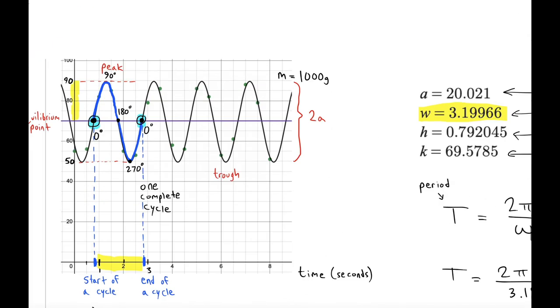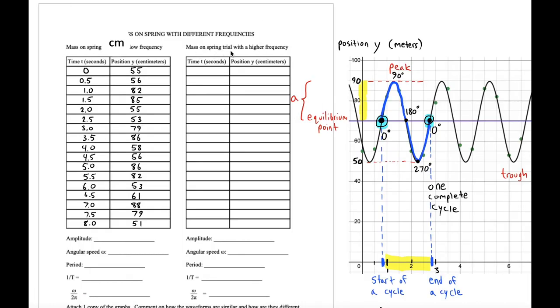Okay, so that's great. We can label that up here just so that we are clear about what this graph represents: a period of 2 seconds and a frequency of 0.51 hertz. And that's all the information that we need for now. Let's look at another trial, though, and see how the wave of that trial compares to this wave. Okay, so now we need a mass on a spring with a higher frequency.